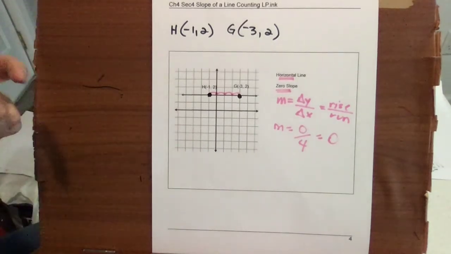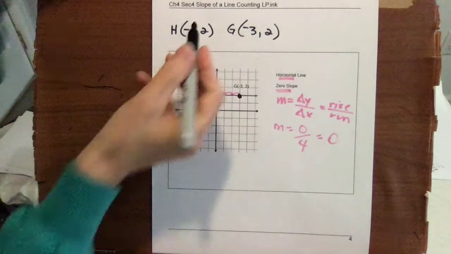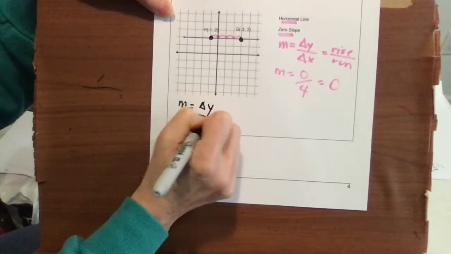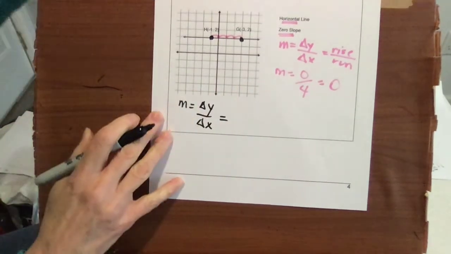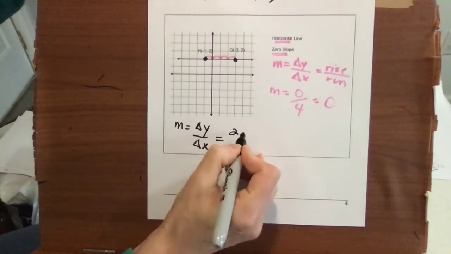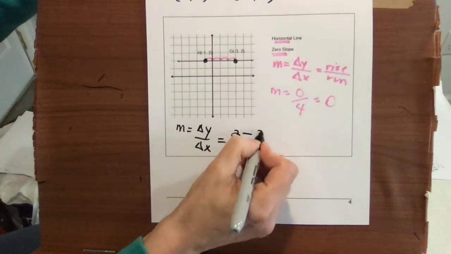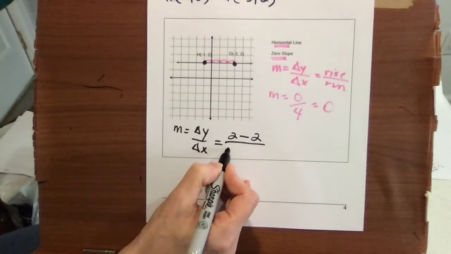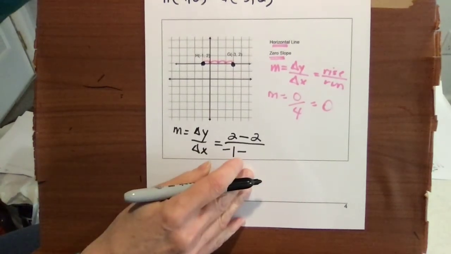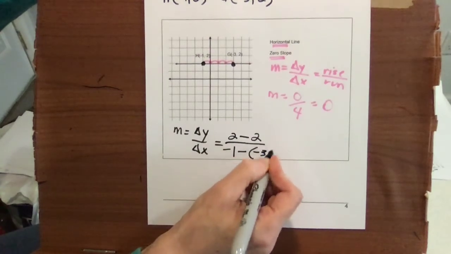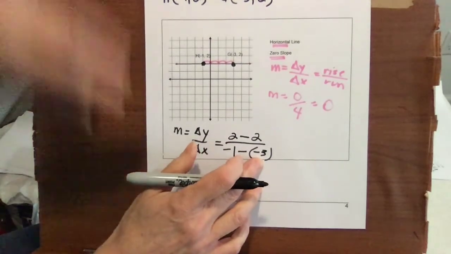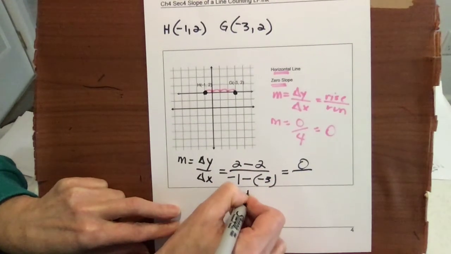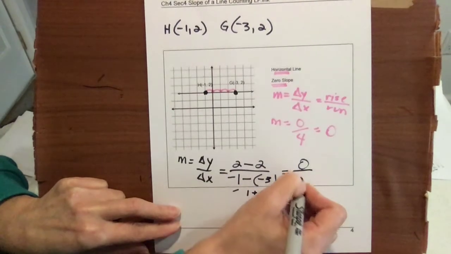All right, so what if we calculate this? Well, those are our points. So remember, our slope is change in y over change in x. So subtract our y's. So I'll start with the y in H, which is 2. Subtract the y in G, which is 2. Go back and get the x from the same point I started with. So it's negative 1 minus, and I'm going to subtract the x from the other point. So negative 1 minus the negative 3. Well, 2 minus 2 is 0. Negative 1, that becomes plus 3, is 2.